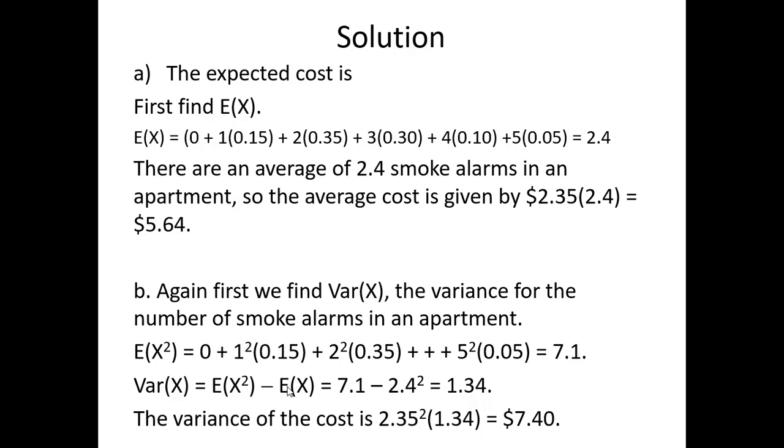So to get the variance of the cost, we take 2.35 and we have to square that, times 1.34. Here we're using a property of variance, really looking at the variance of 2.35 times X. So we take the 2.35 out, square it, multiply by 1.34, and we get 7.40.